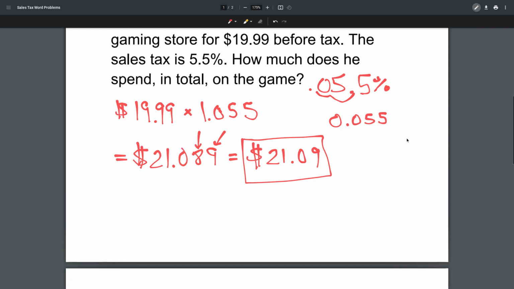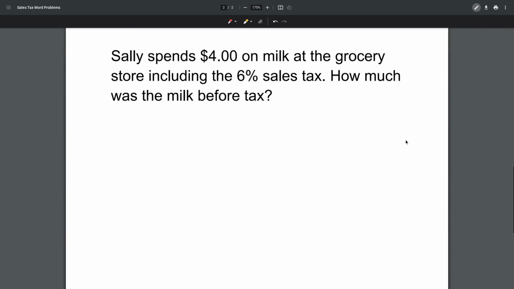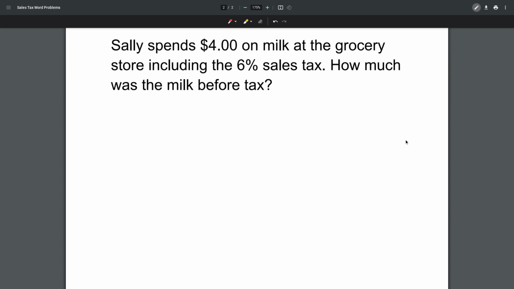Cool. All right, let's take a look at one final problem, which is a bit of a variation on this. So Sally spends $4 on milk at the grocery store, including the 6% sales tax. So that's already factored in. How much was the milk before tax? So in this case, we're going to divide by the 100% plus the 6% as a decimal. So we're going to take the $4 and we're going to divide it by 1.06, to figure out the original cost.